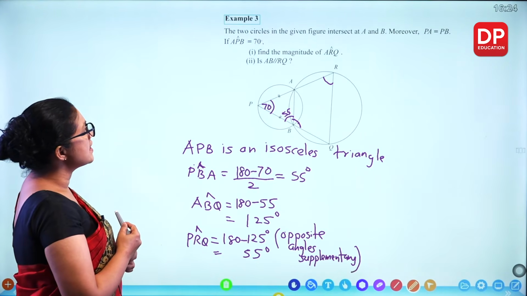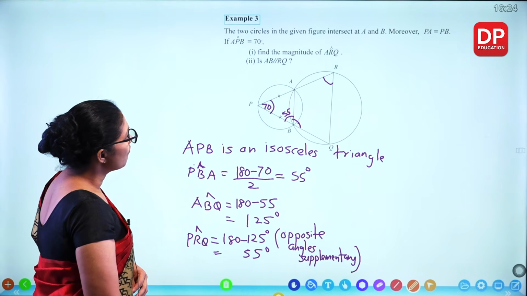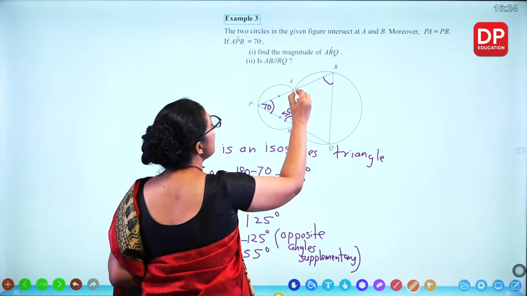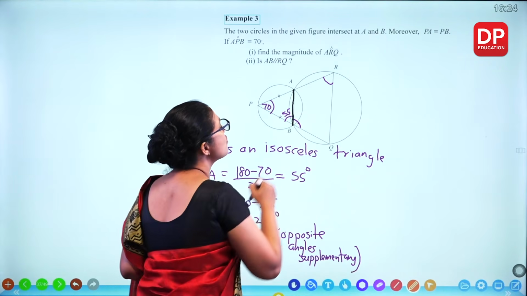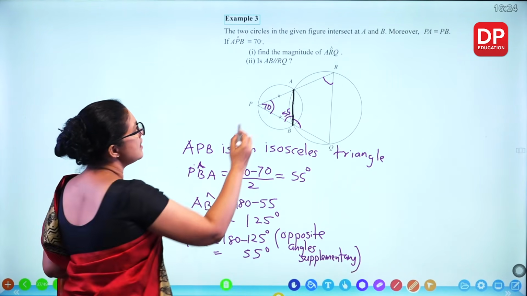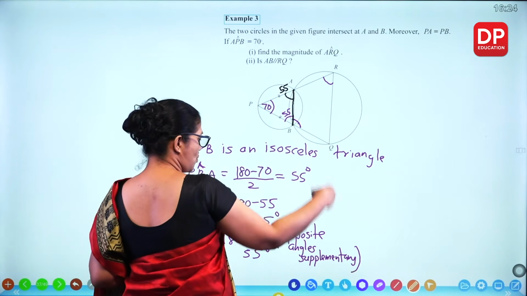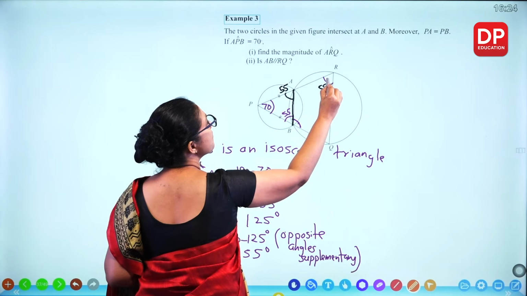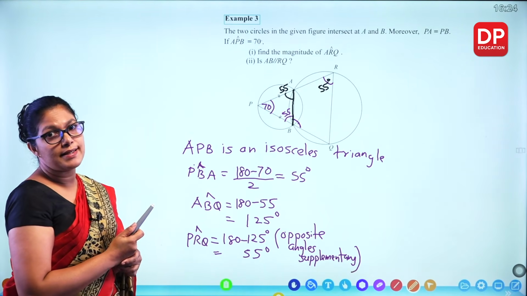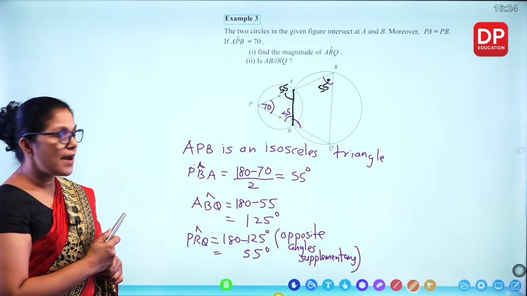55 degrees. Is AB parallel to RQ? You draw a line and see. AB parallel to RQ. So, we'll see this is 55. And this is also we found 55. Corresponding angles are equal. AB and RQ are parallel.